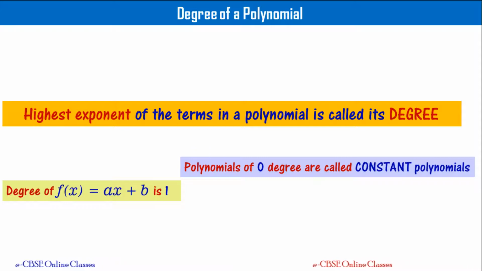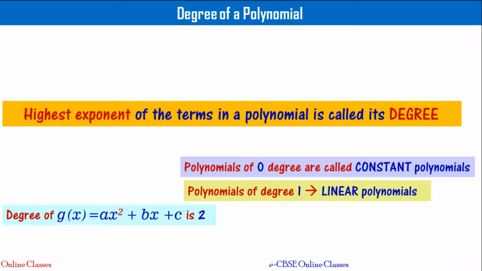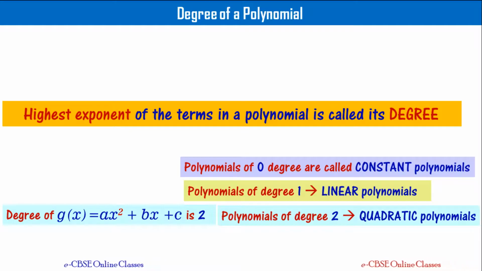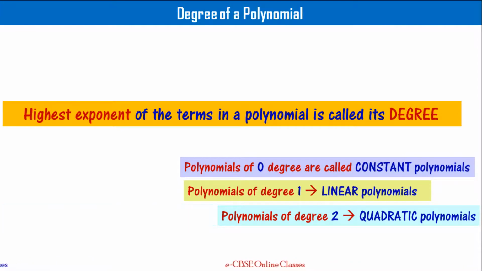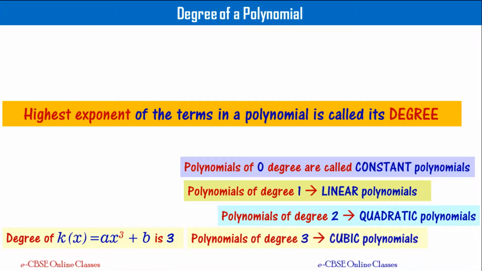The degree of f of x equal to a x plus b is 1, right? Polynomials of degree 1 are called linear polynomials. Please take a note of this. The degree of g of x equal to a x square plus b x plus c is 2. Polynomials of degree 2 are called quadratic polynomials. Please take a note of this. The degree of k of x equal to a x cube plus b is 3, right? Polynomials of degree 3 are called cubic polynomials. Please take a note of this.